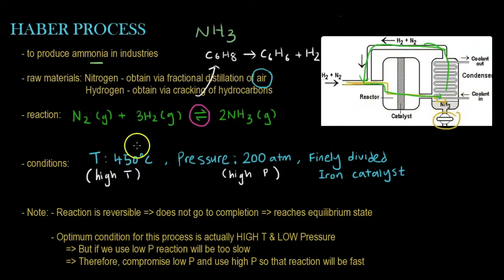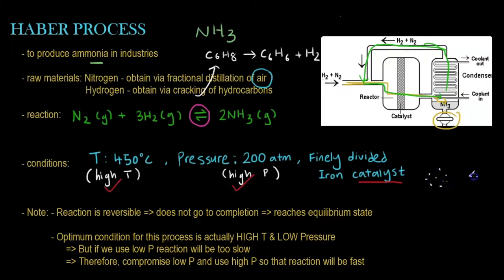So these are the conditions required. This one you have to memorize. The temperature: you have to do it at 450 degrees Celsius, which is considered high. For pressure, it's around 200 atm, which is a unit for pressure. This is also considered high. And this is the catalyst required, which is finely divided iron.